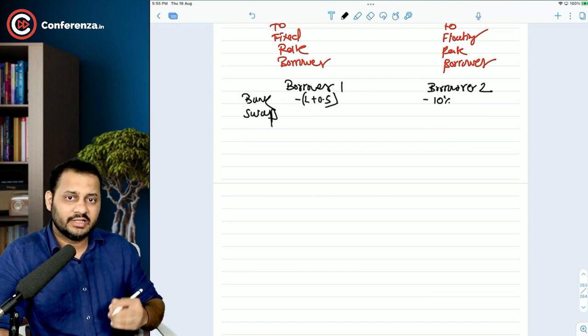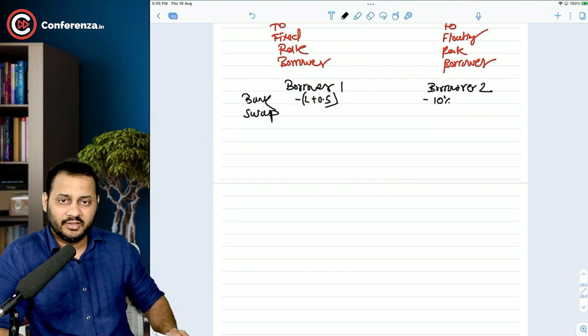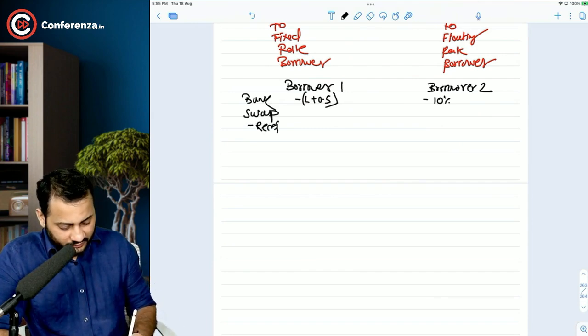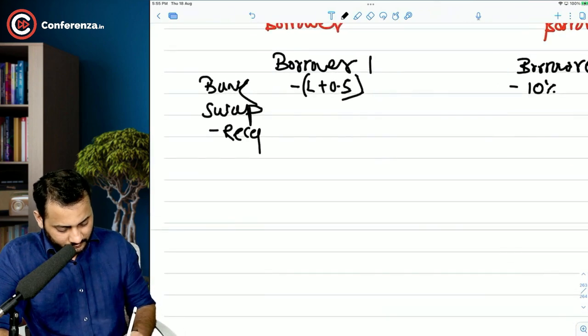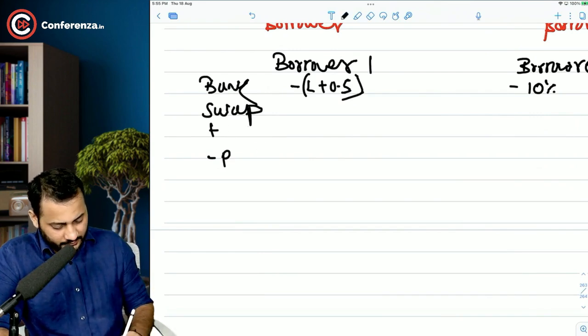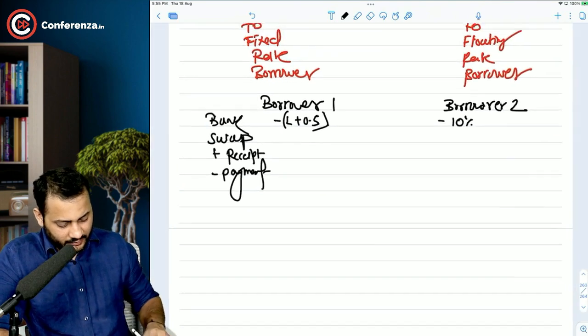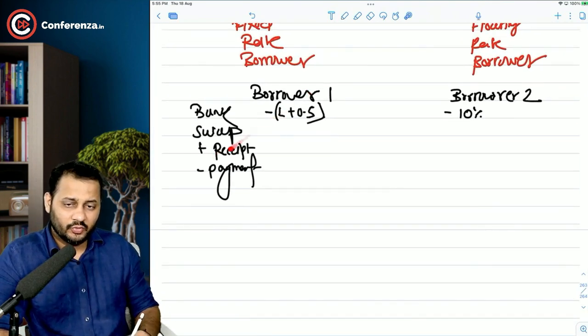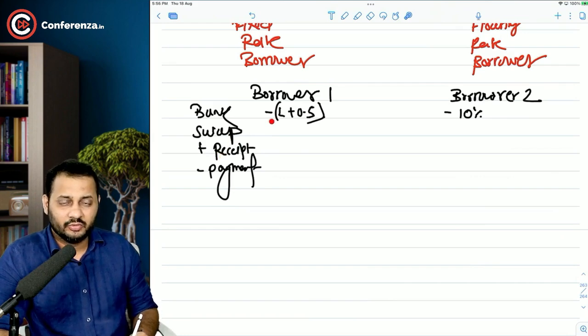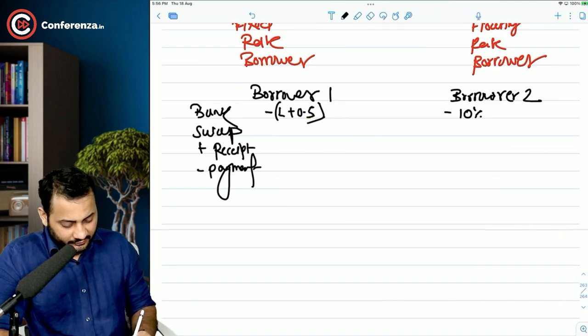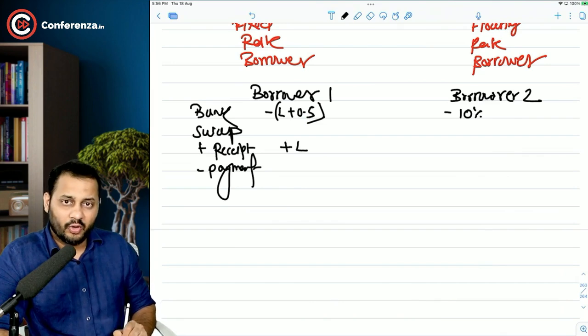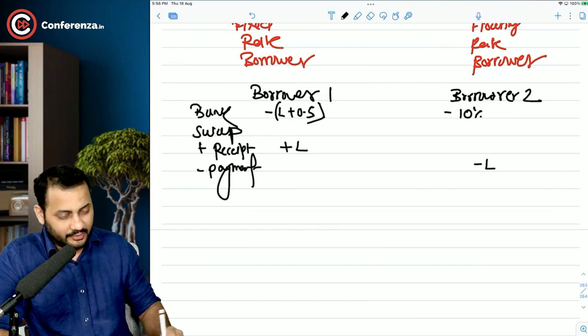Under swap, we will take something and we will give something. So there will be some kind of receipt, and there will be some kind of payment. Simply, what are we going to receive? We, meaning borrower 1, is going to receive whatever he has paid to the bank. So LIBOR is the only floating amount that he has paid to the bank. Don't consider this 0.5 because this was fixed. This was already known. So he will receive the LIBOR from borrower 2.